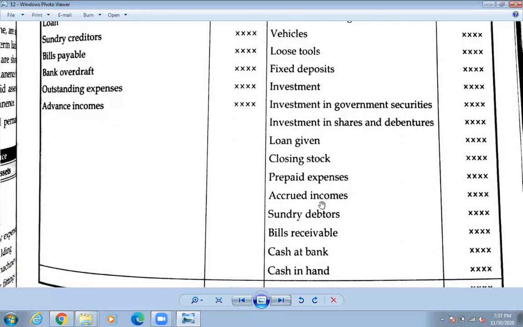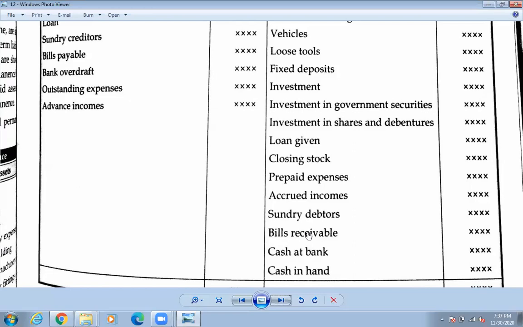Okay, so accrued income, this is also kind of assets. Sundry debtors, debtors, they are recorded in the assets. Okay, and creditors, they are recorded in the capital side. So receivable, it's payable huncha ni, receivable huncha bhanne bhaneko the. What is the meaning of receivable? So just remember the meaning of receivable.